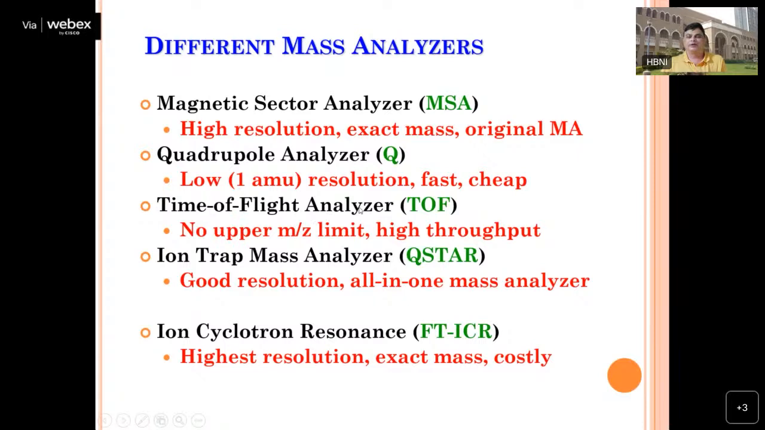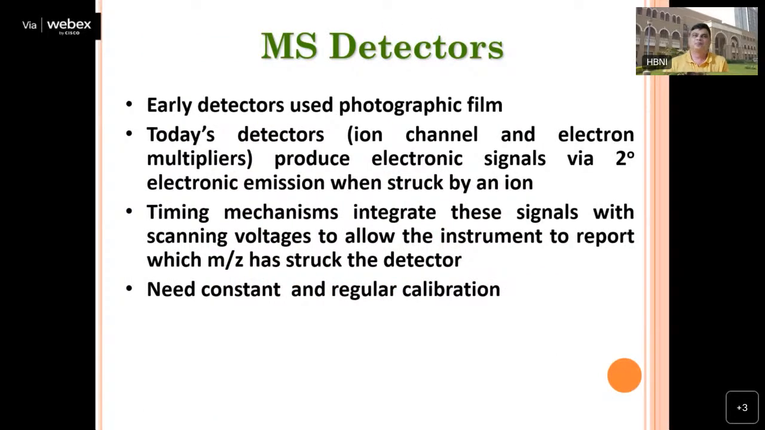Then comes the time of flight, which has no upper mass limit, and when you have a large number of samples, throughput is important, so a time of flight mass spectrometer is always preferred. Then we have the ion trap mass analyzer, with good resolution, and all-in-one mass analyzers. Then the Fourier transform ion cyclotron resonance, FTICR, which has the highest resolution and exact mass, but is still very costly.